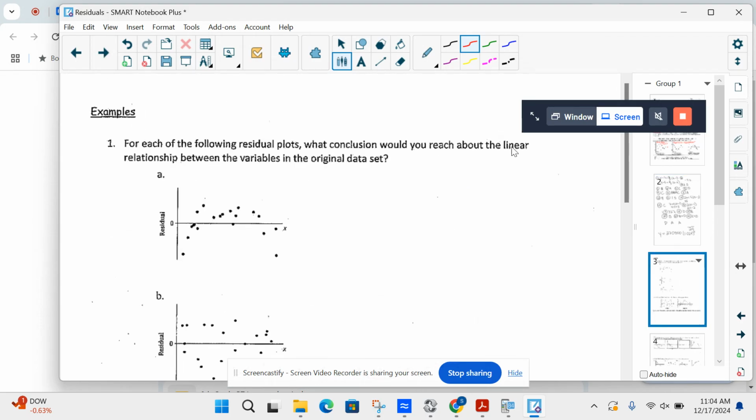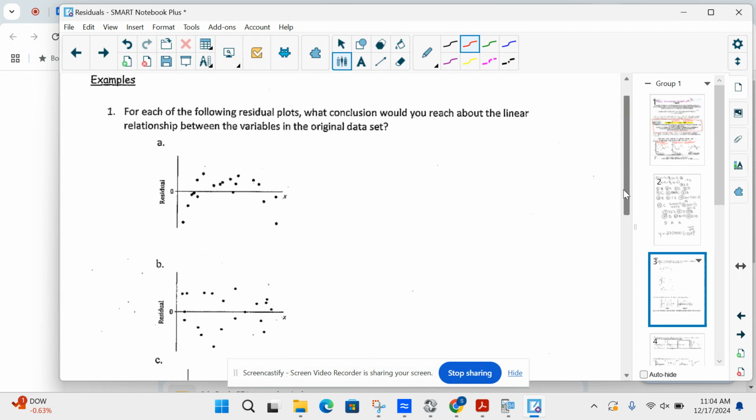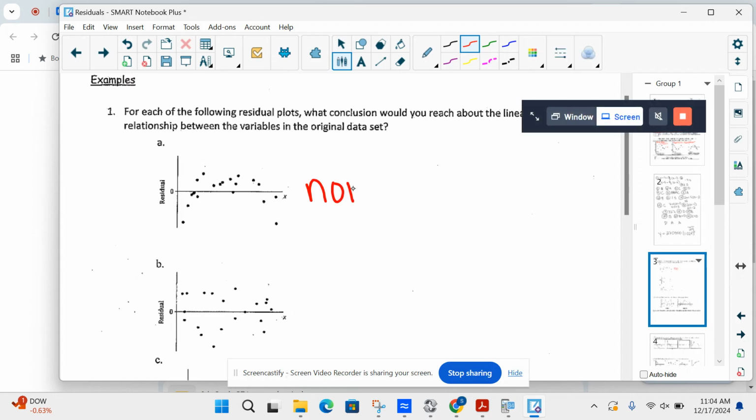Okay, so on this page, we're just going to say linear or nonlinear. So for part A, do you think it's linear or nonlinear? Linear or nonlinear? Alex? Nonlinear? Why? Because it's curved. Yes.